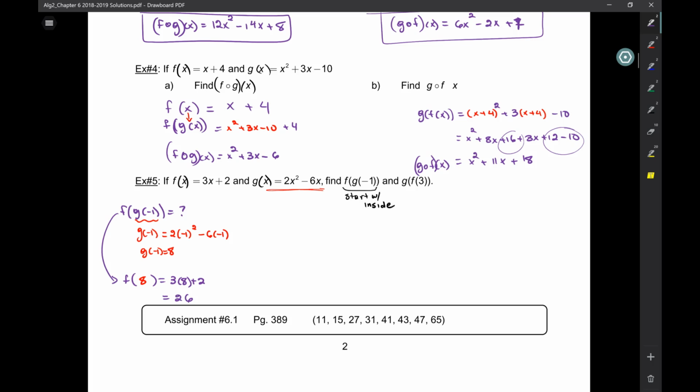Now, you can first find f of g of x and then plug in -1. This is just so much simpler, I feel like. All right, so go ahead and do this next one, g of f of 3. Can you write the answer out? I'll pause this for a minute.